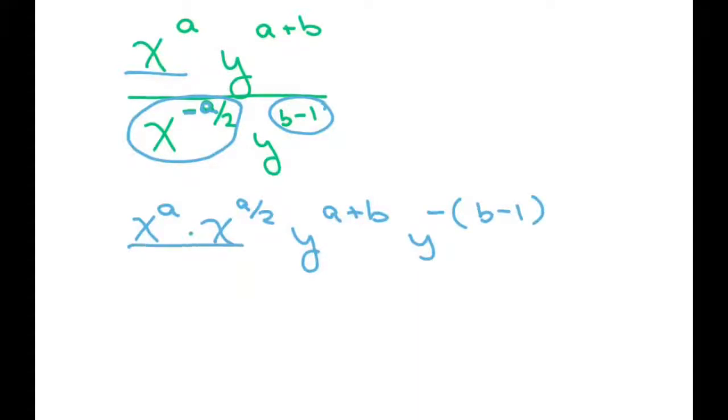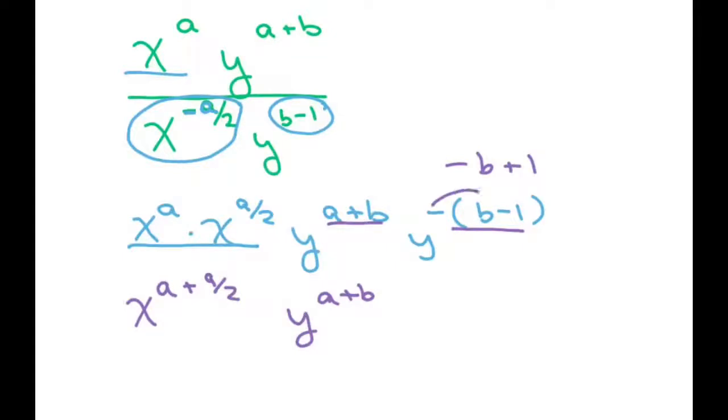Now when you take care of this and use the product property, you get x to the a plus a over 2. And then for this one, if you use your y and just write one y and use your product property, we get a plus b. Now I'm going to go ahead and distribute that. This is negative b plus 1. If you distribute there, it's minus b plus 1.